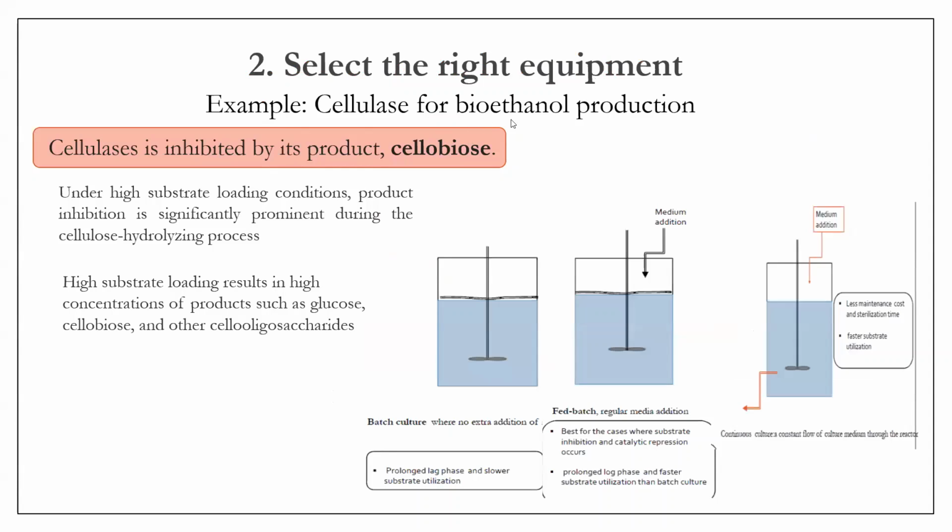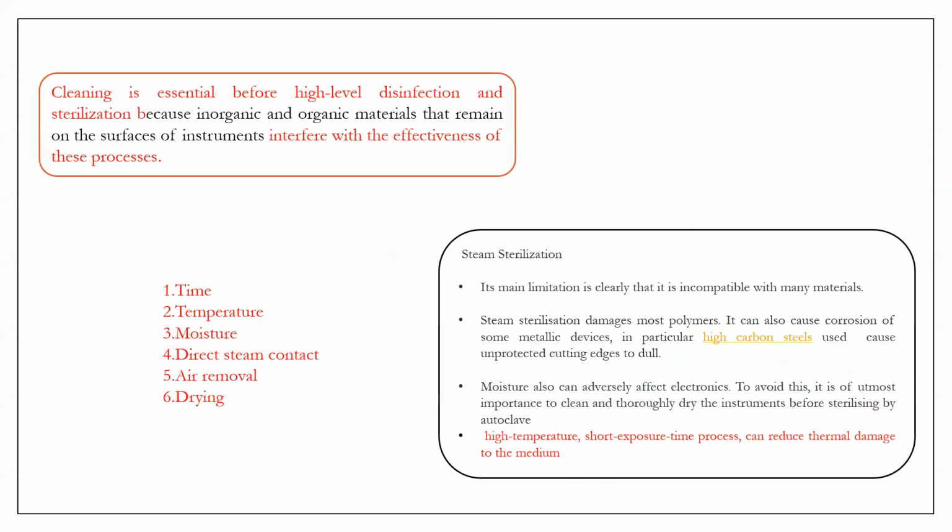For example, cellulase is used for bioethanol production, but when cellulose is produced, it acts as an inhibiting agent. So in this case, you have to use the right equipment. Either you go for batch culture, fed batch culture, or continuous culture, depending upon your requirement. As I've told you, cleaning and sterilization are very important, and the parameters which need to be considered are time, temperature, moisture, air removal, and drying. These all need to be considered when you're working with bioreactors.